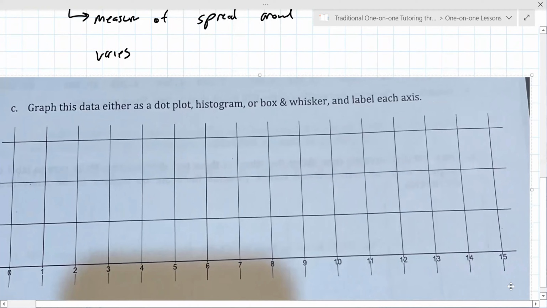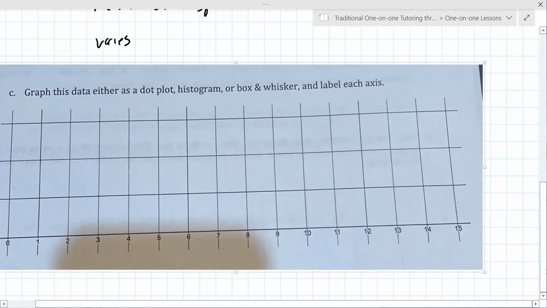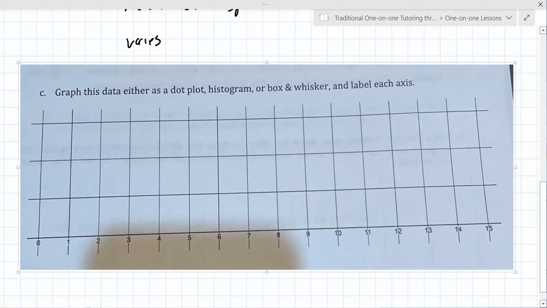Okay. All right, so it says to graph this data as a dot plot, histogram, or box and whisker, and label each axis. It almost is like they're saying do all of them, but which one do you want us to do? I mean, we could do all of them if you were unclear about how to do each. Could we do all three? Yes. Okay, so the dot plot we'll do for this one.